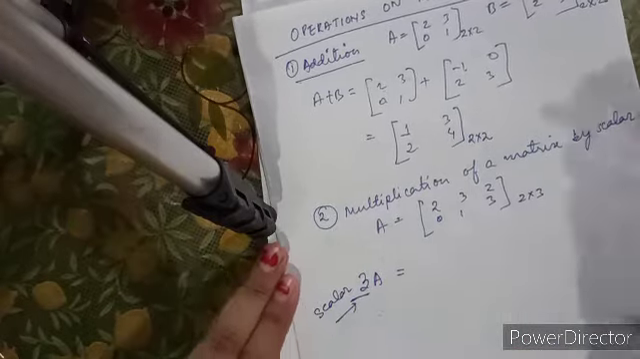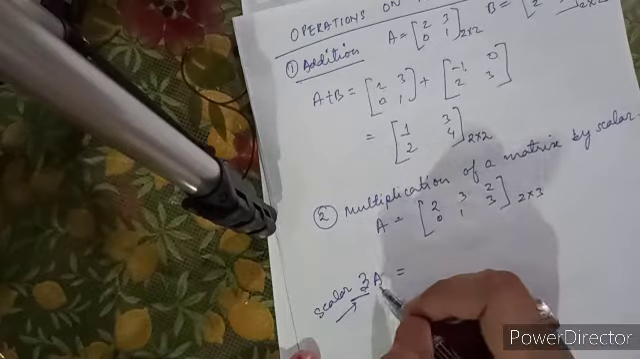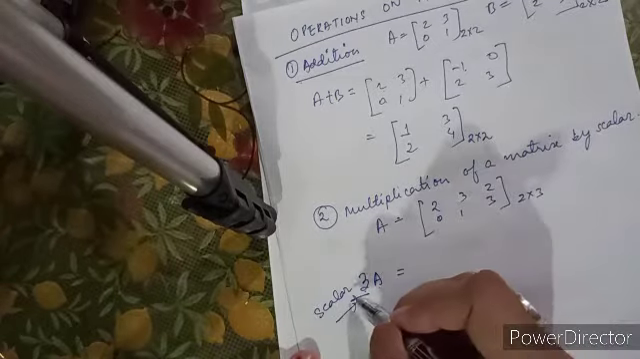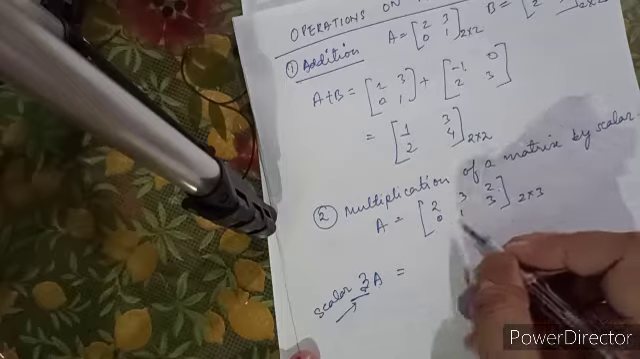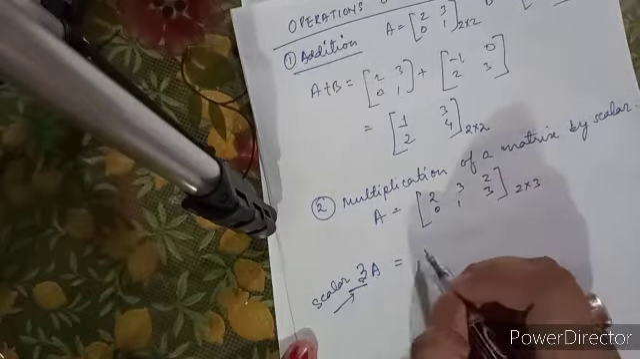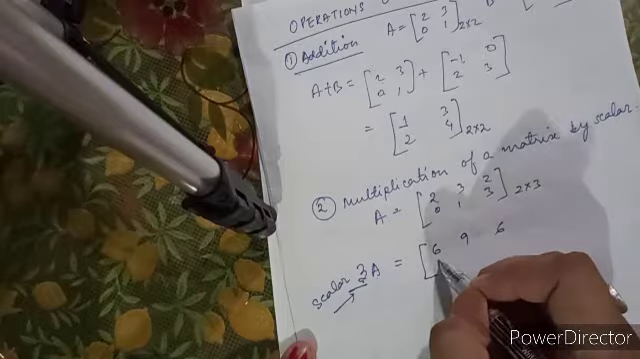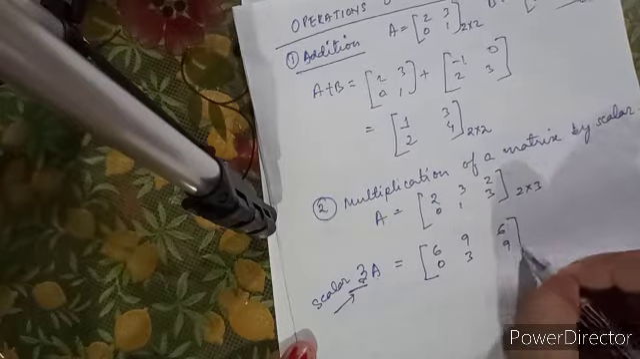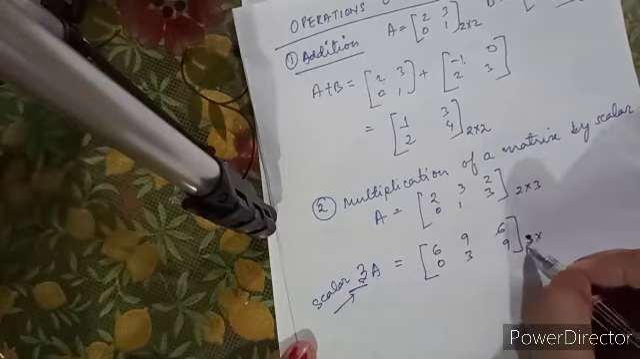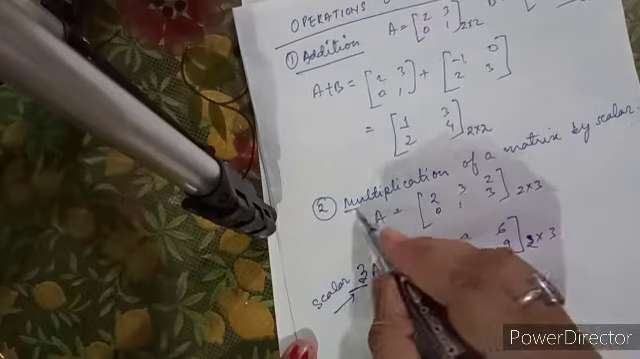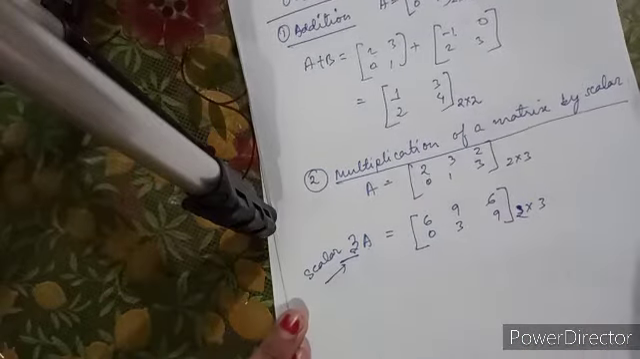So if I write 3A, that means what? 3 will be multiplying the matrix A. That means 3 must be multiplying with each and every element present inside the matrix A. 6, 9, 6, 0, 3, 9. So this is known as multiplication of a matrix by a scalar.